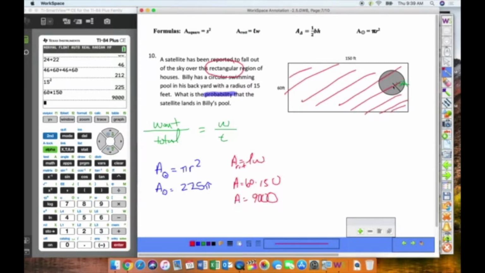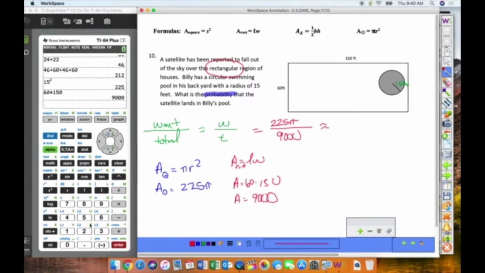So it's quite possible that the satellite could hit the pool, but that's what this is, geometric probability. We want it to land in the pool, so that is 225 pi for an area. That's how much space that takes up out of a total of 9,000. So there's our exact answer right there. We could reduce that down and do the 225 over 9,000, but I'm not so concerned about that. I want to do more of an approximate answer.